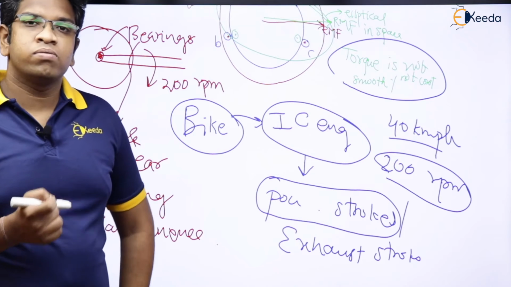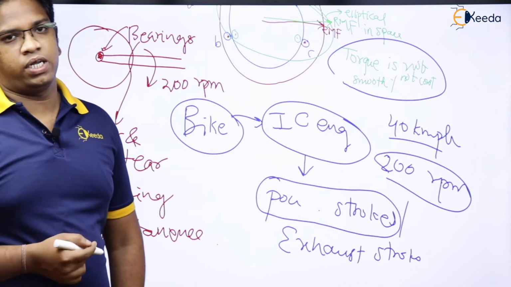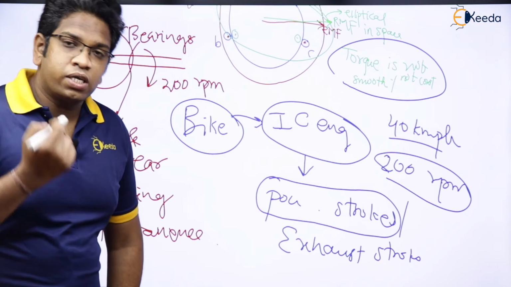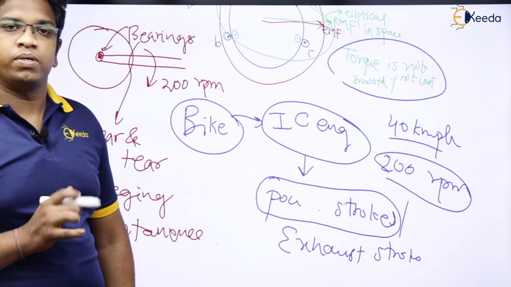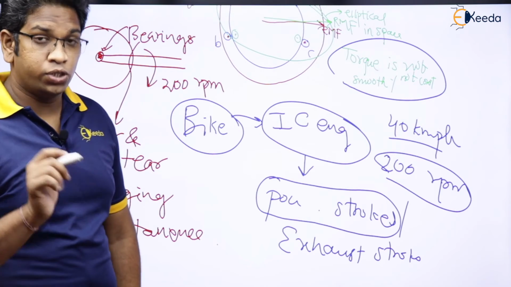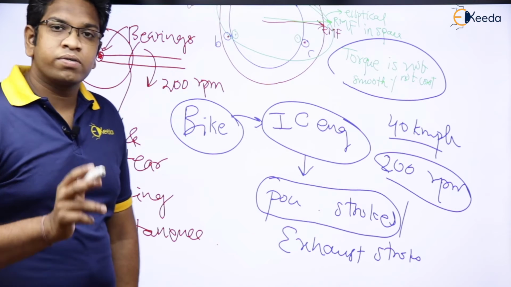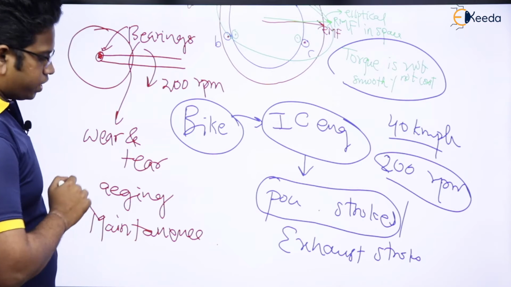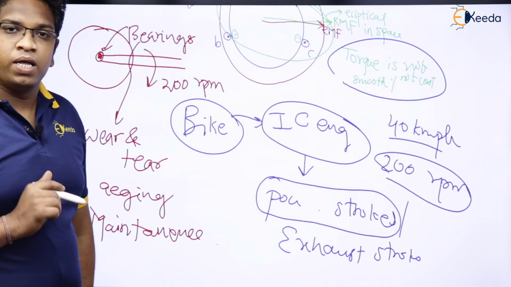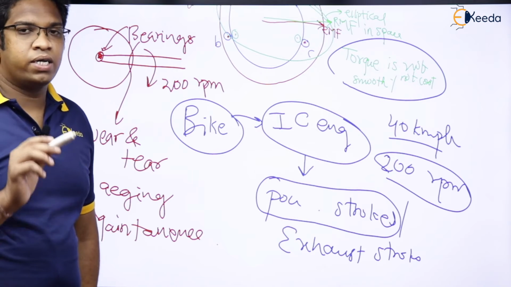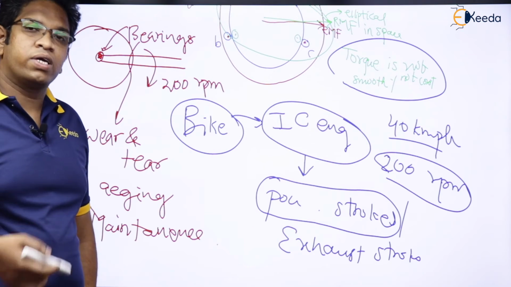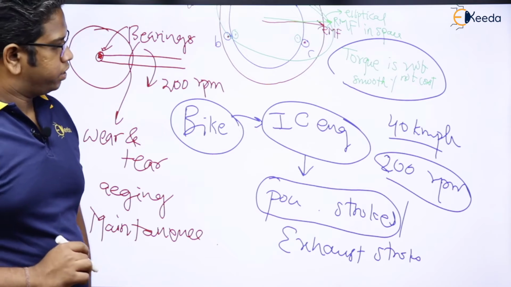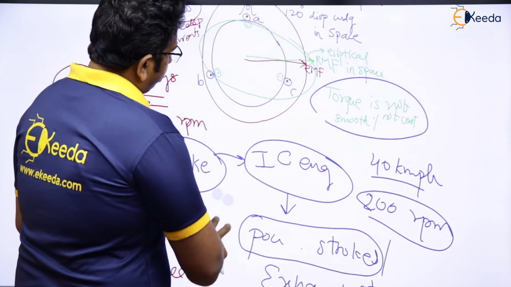The moment torque is not smooth, what will happen? Jerks will take place. The moment jerks will take place, wear and tear of the bearings will happen in case of motor. I hope you are understanding it. So if wear and tear happens, what is going to happen here? Aging effects will come, and at the same time maintenance problems will come. Means you may have to maintain it periodically, right? So that is the importance.